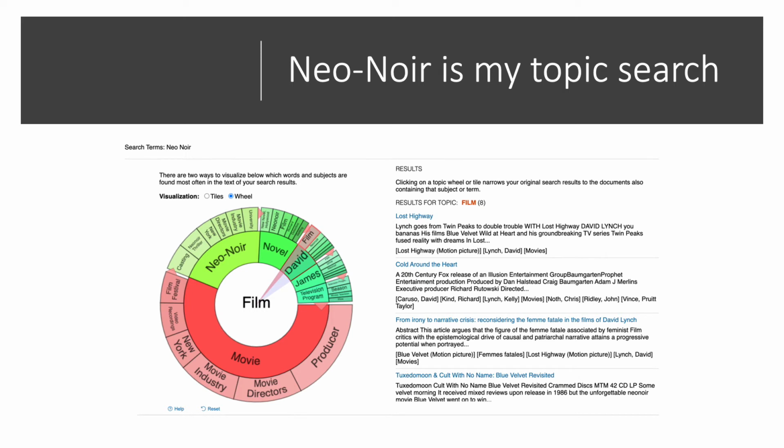Neo-Noir is my search topic. I have my results displayed in the wheel. It's kind of like a little pie graph. I really enjoy searching this way. It breaks down neo-noir, and you can see on the bottom we have quite a bit of information relating to neo-noir films, which is what I'm searching for, but then other areas that are tangentially related.